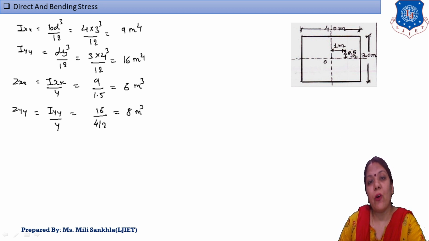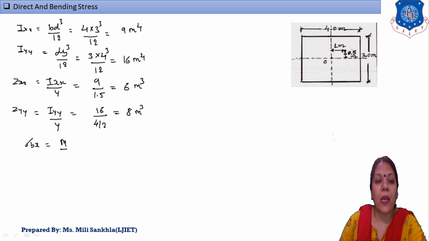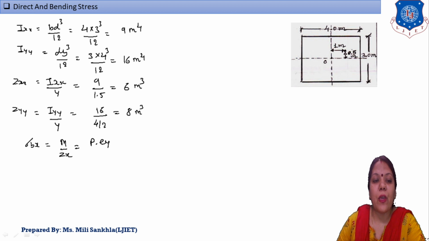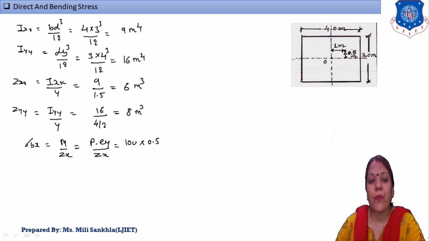Now one by one we find out the two bending stresses. Our first bending stress is sigma bx. Sigma bx is equal to M by Zx. M is equal to P into Ey divided by Zx. P is given 100, Ey is given 0.5, and Zx we recently found is 6. The answer of this sigma bx is equal to 8.333 kilonewton per meter square.